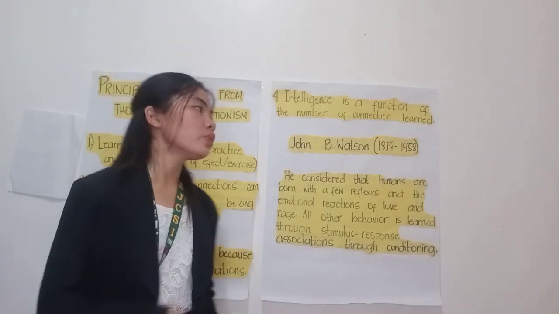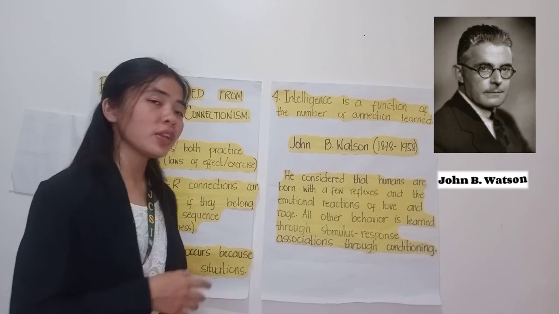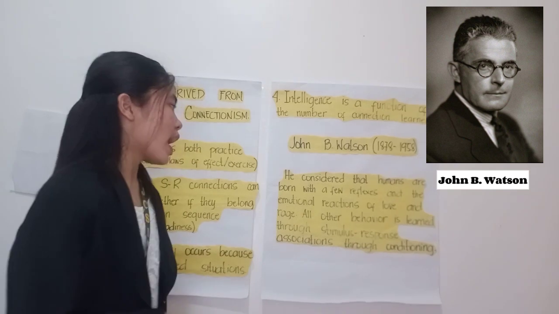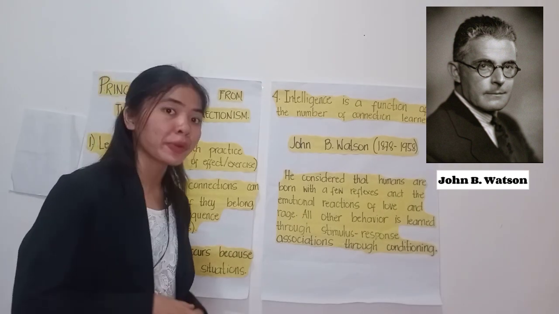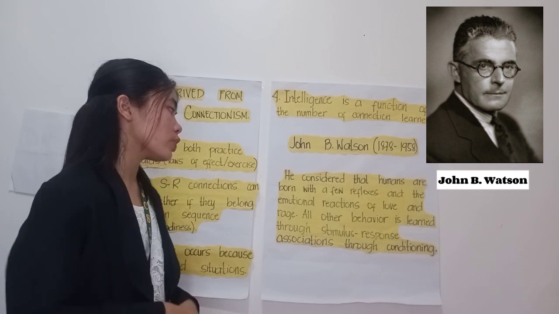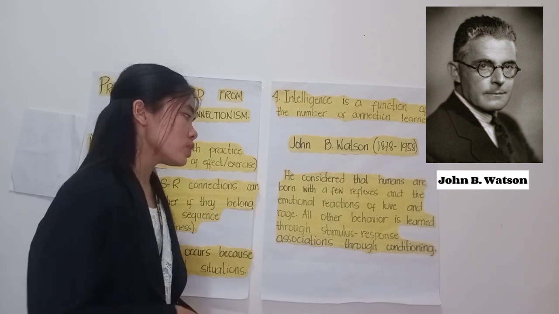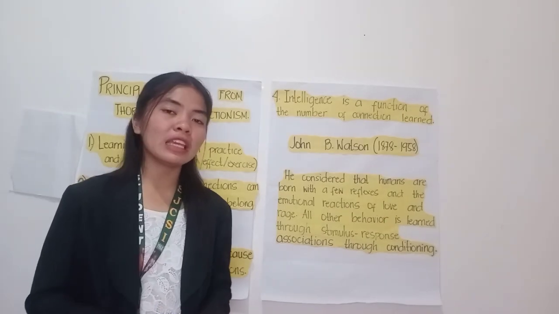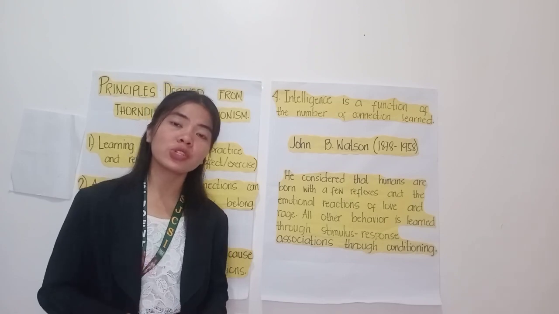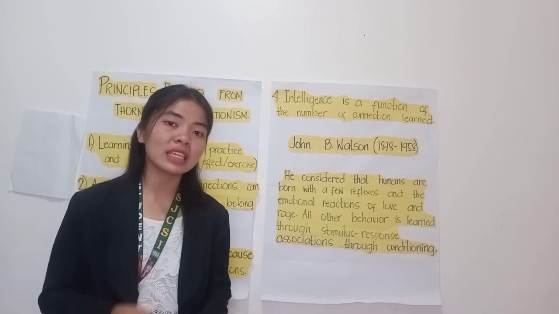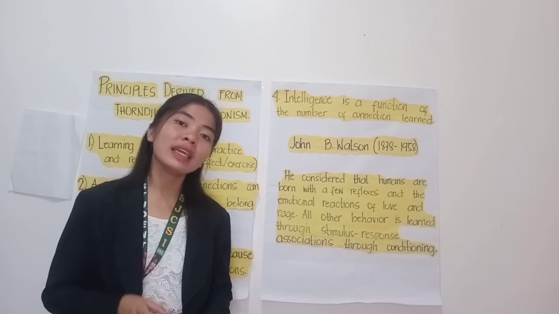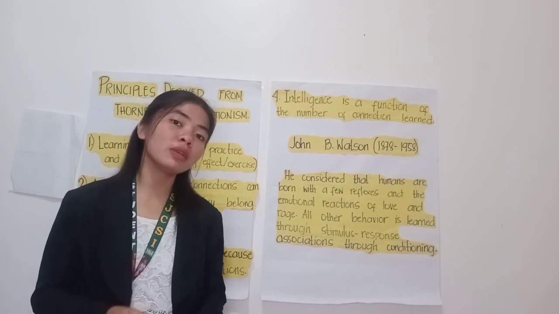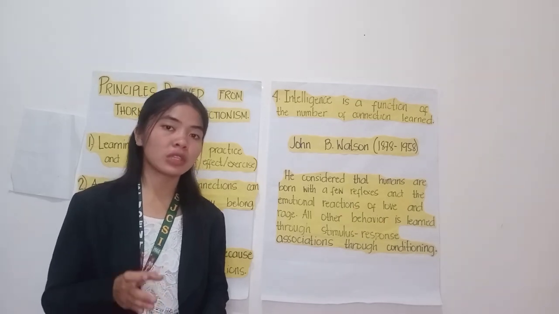So let's proceed to John Watson. John Watson considered that humans are born with a few reflexes and the emotional reactions of love and rage. All other behavior is learned through stimulus-response associations through conditioning. John Watson believed in the power of conditioning so much that he said that if he is given a dozen infants, he can turn them into anything you want them to be, basically through making stimulus-response connections through conditioning.